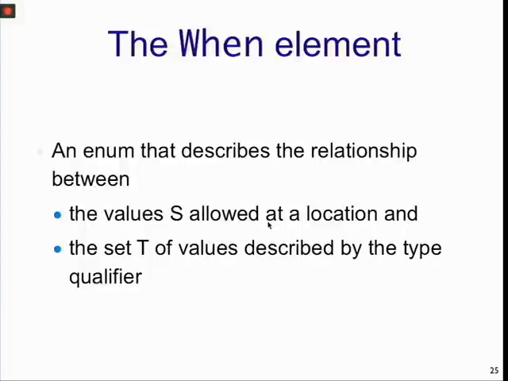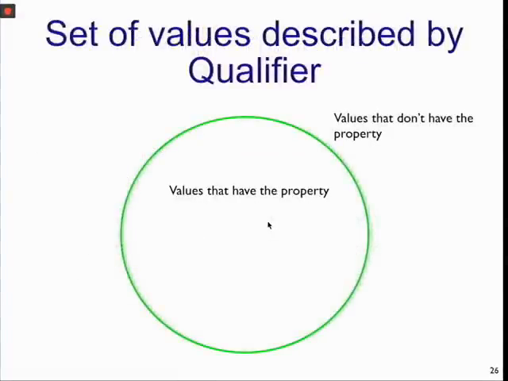Okay, so the when element is something that, when you apply a type qualifier in a particular location, allows you to describe the relationship between the values described by the type qualifier and what can actually occur at that location. Right? So in particular, we're going to do some little Venn diagram stuff. So any type qualifier basically splits the universe in 2. It's values that have the property, values that don't have the property.